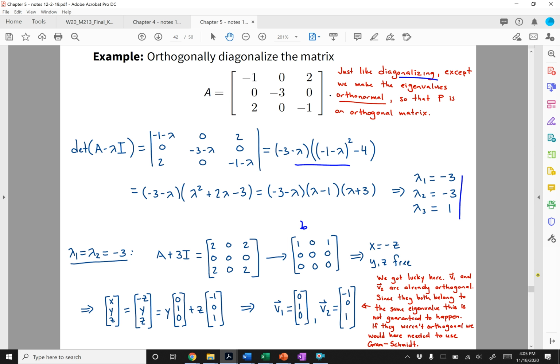We row reduce to this matrix and find the null space, and we get 2 free variables, and these end up being the basis for the null space. And we are lucky this time because these are already orthogonal, but because these come from an eigenvalue that has multiplicity greater than 1, we aren't guaranteed that. We just lucked out. So that's what this comment here says.